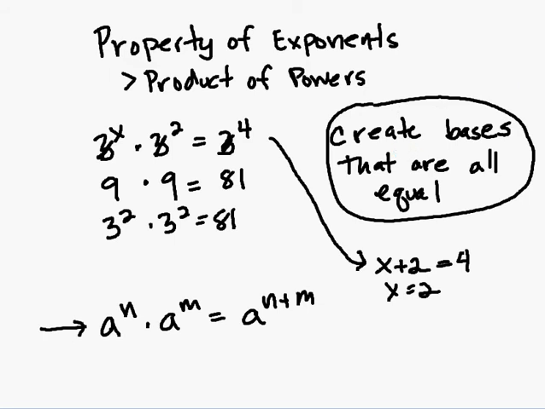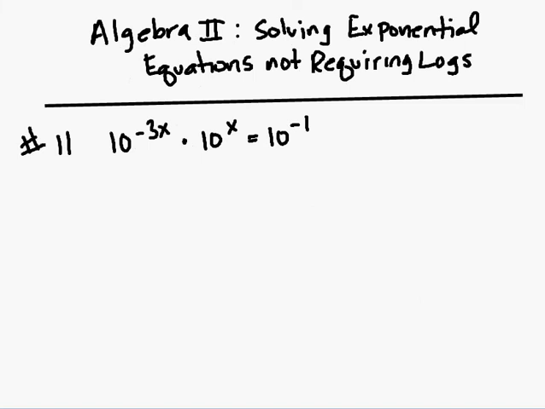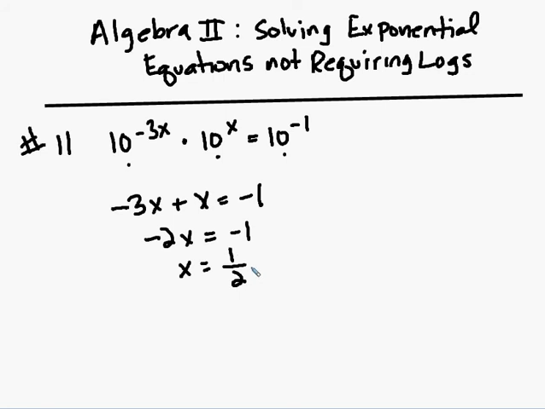So let's take a problem from your homework, number 11. Number 11 is 10 to the negative 3x times 10 to the x is equal to 10 to the negative 1. So again, the strategy here is to create all bases that are the same, and in this case they are all the same. So we can just set up our equation as negative 3x plus x is equal to negative 1, and solve for x. So this becomes negative 2x is equal to negative 1, and x is equal to 1 over 2.